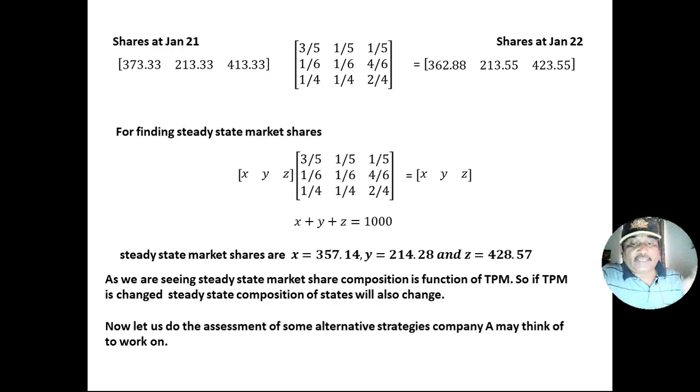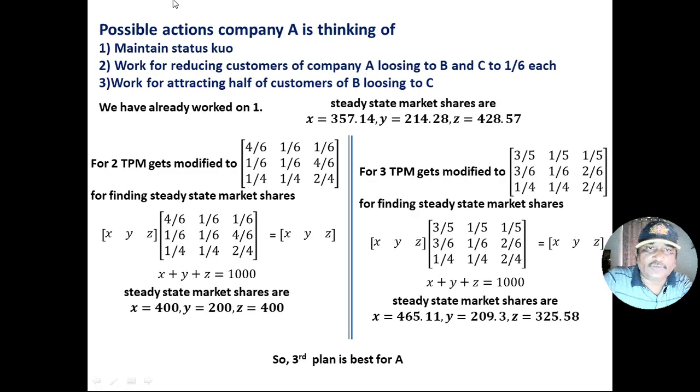So I will be taking certain actions by which, instead of losing one customer out of 5, I'll reduce it down to one customer out of 6, to B and to C. So what is going to happen? This 1 by 5 figure will reduce down to 1 by 6, and this also will reduce to 1 by 6. So 1 by 6 plus 1 by 6 will make it 2 by 6, and therefore the customers getting retained with A will be 4 by 6, because this total has to be 1. So that's what you are seeing here.